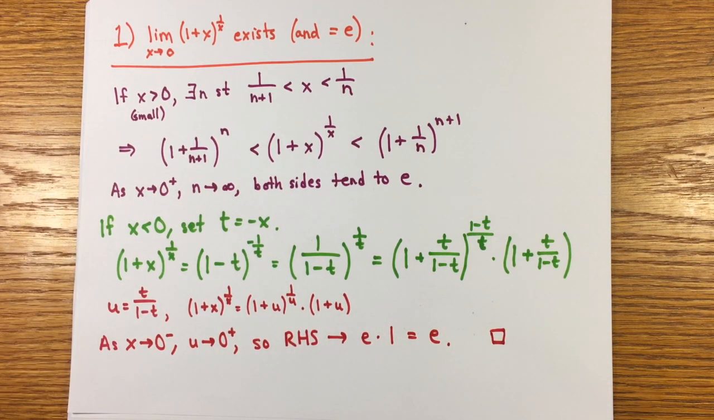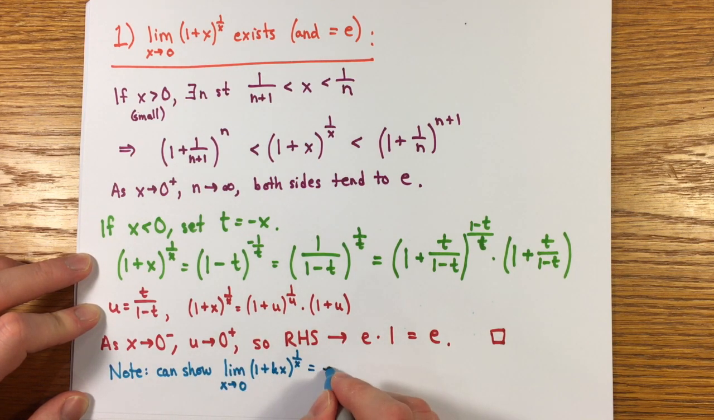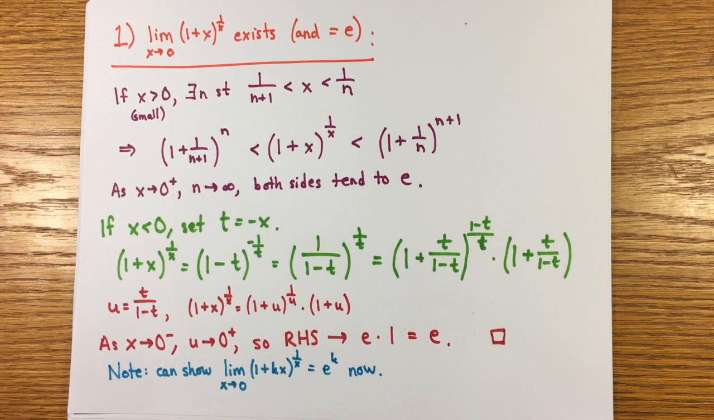Note that at this point you can also show that for any real number k, the limit of (1 + kx)^(1/x) goes to e^k. Just substitute u = kx, so the limit is (1 + u)^(k/u). This is another possible definition of e^k, often given as the limit of (1 + k/n)^n, which can be useful.